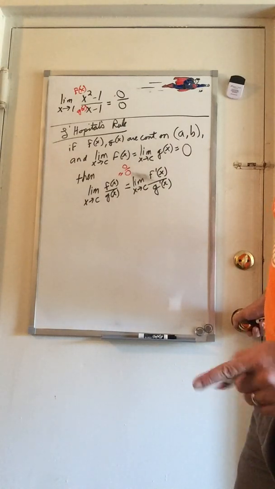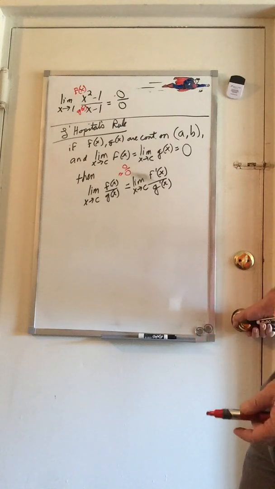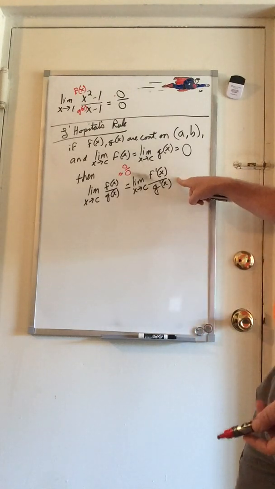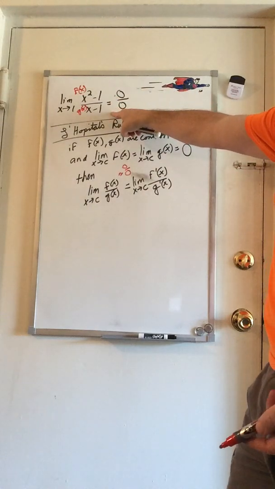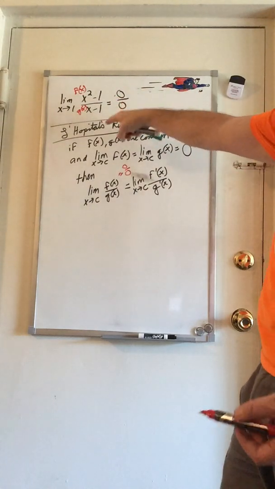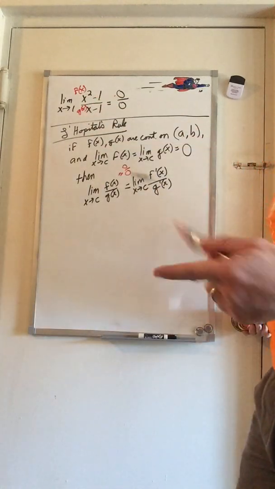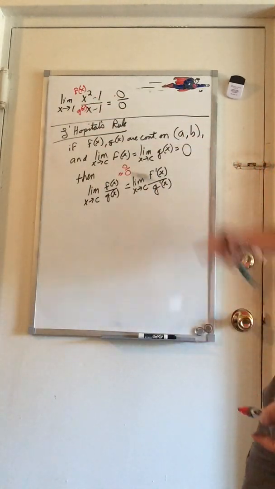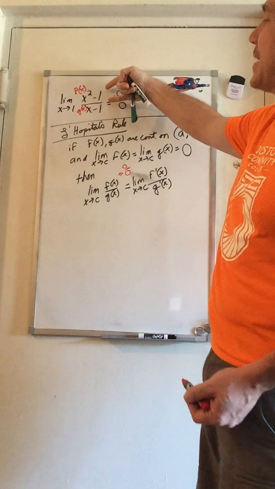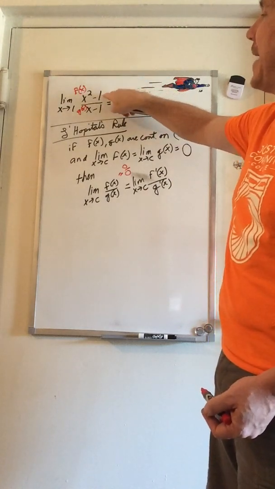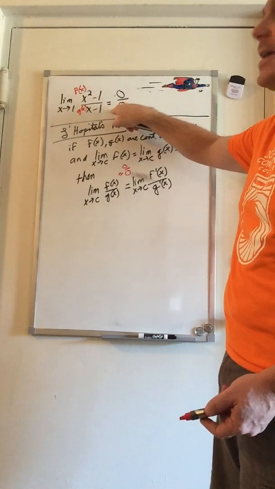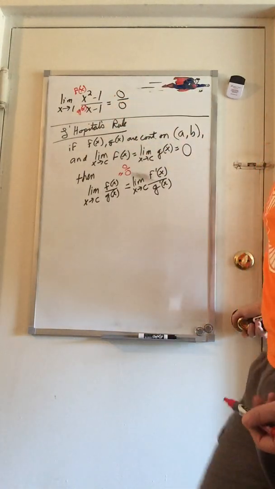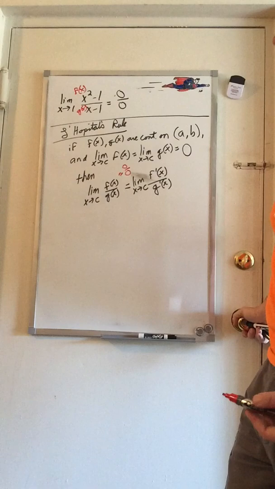The one issue that can occasionally arise with this is that it is not the quotient rule. That does not mean I take this rational function and do the derivative quotient rule: bottom times derivative of top, minus top times derivative of bottom, over bottom squared. This is saying I treat it as two separate functions, find the derivative of the top and the derivative of the bottom separately, and then I rewrite my new fraction and apply the limit again.